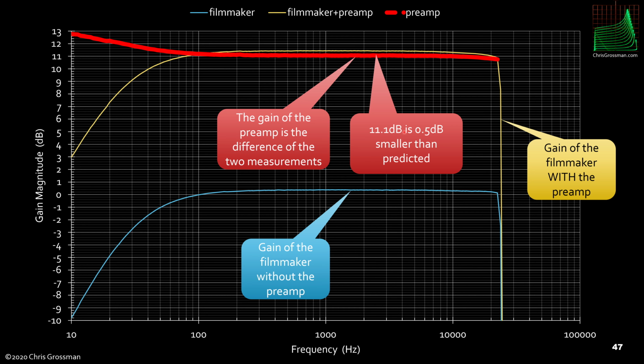I predicted 11.6. I'm half a dB low. But, you know, I was just kind of eyeballing those slopes. So that's not a bad calculation.